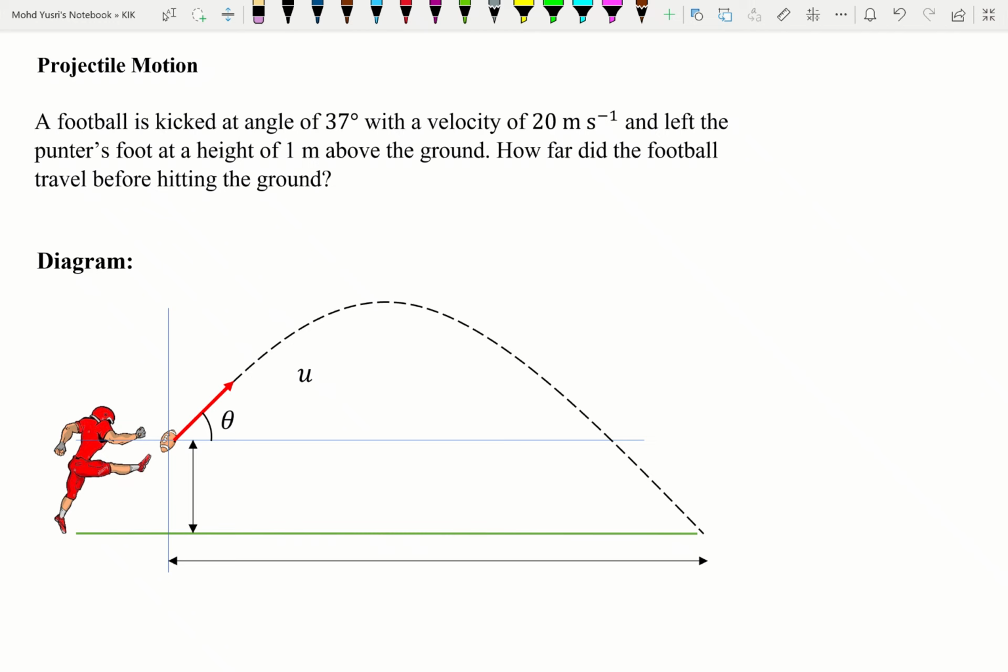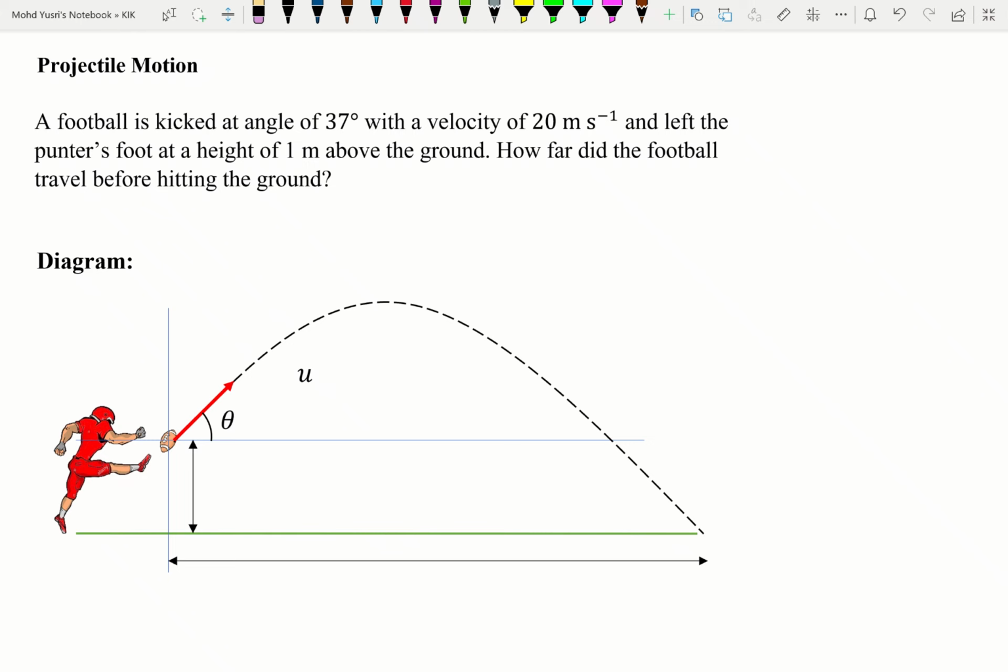Hi everyone. Today we are going to continue our discussions on the projectile motion topic. In this video, I'm going to discuss and explain an example that involves an angle which has some value.